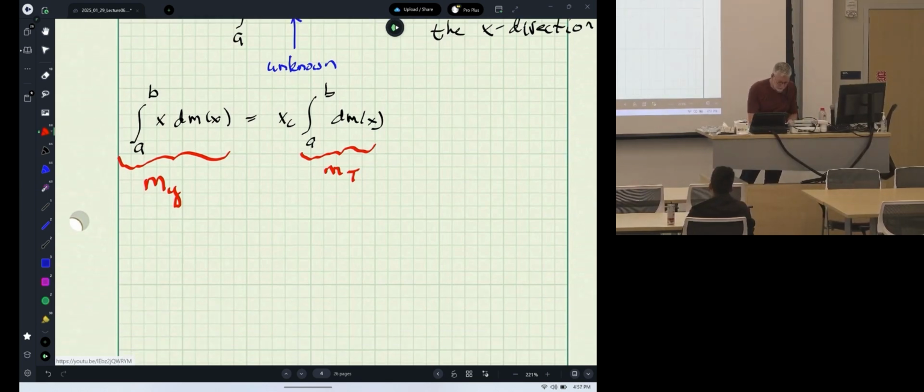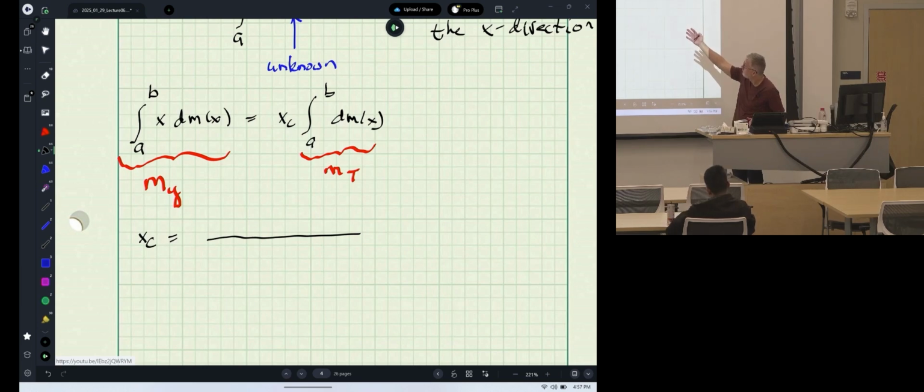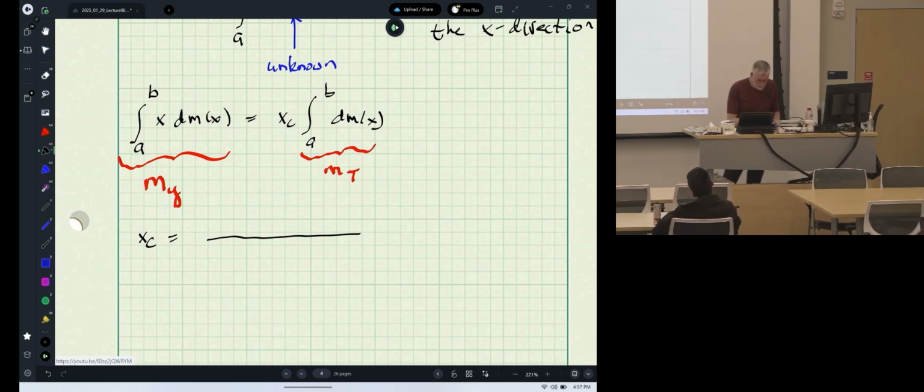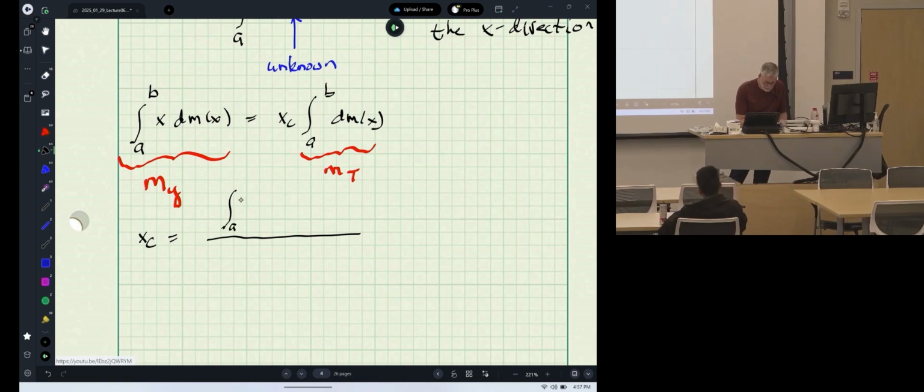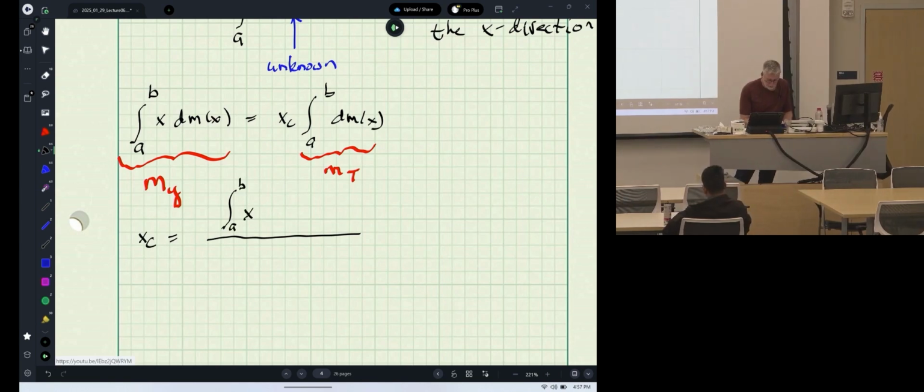And so we just solve for xc. We take what's multiplying xc on the right and divide it by what's on the left. All we have to do is fill in the integral from a to b of x times rho times h, density times thickness, times height, times width. There's My. And then this is the total mass, and this is rho times h.